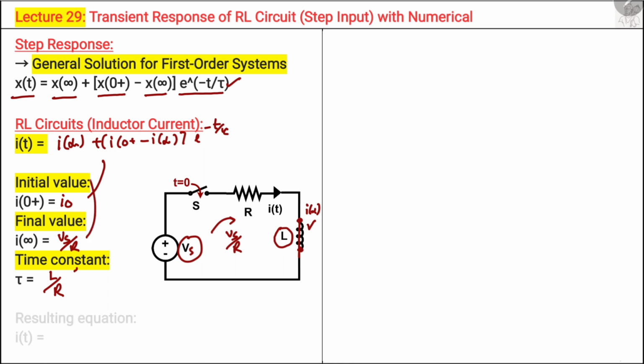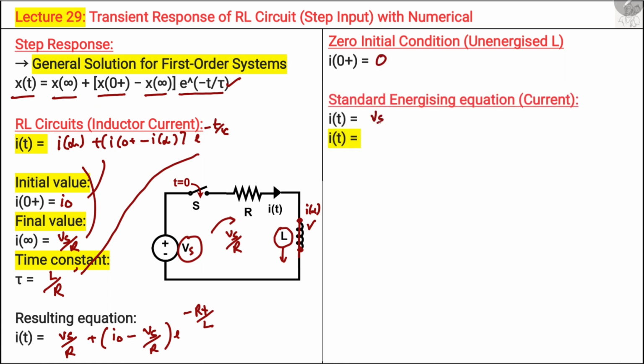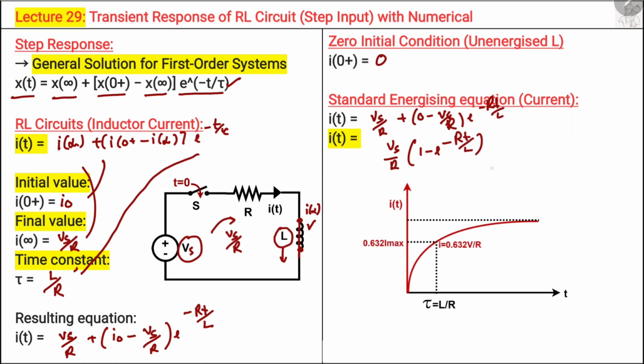Putting these values in this equation, we get the final equation: I infinite, that is Vs by R, plus I0 minus I infinite, that is Vs by R, into e raised to power minus t by L by R. This can be written as e raised to power minus Rt by L. If we take zero initial condition, that is the inductor is initially unenergized, the initial current will be 0, and this current equation reduces to Vs by R plus 0 minus Vs by R into e raised to power minus Rt by L. When we rearrange, we get Vs by R common, 1 minus e raised to power minus Rt by L. This equation when plotted against time gives this kind of curve.